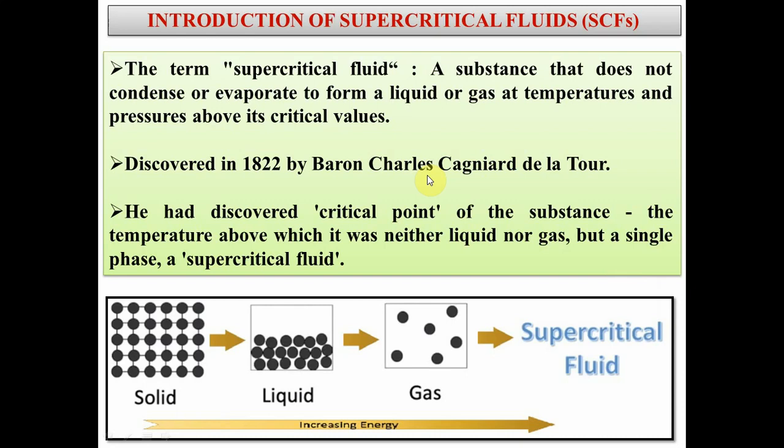So first, introduction. What is supercritical fluid? Supercritical fluid is a substance that does not condense or evaporate to form a liquid or gas at temperature and pressure above its critical value. It was discovered in 1822 by Baron Charles. He discovered that at the critical point of a substance, the temperature above which it was neither liquid nor gas but a single phase. That phase is supercritical fluid: solid, liquid, gas, and then supercritical fluid.